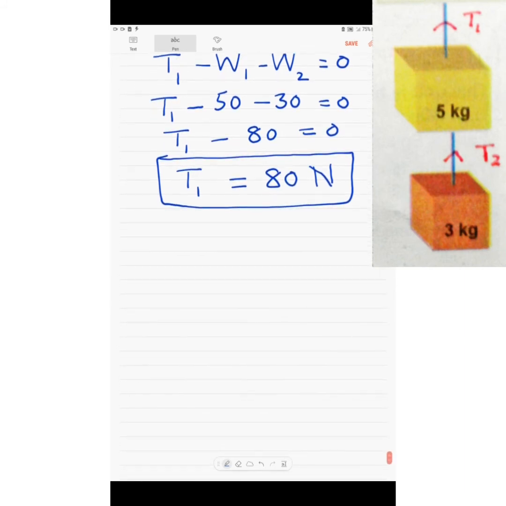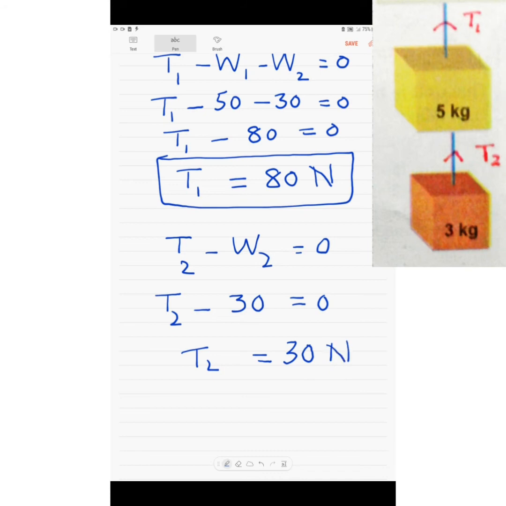Now tension in the second string, write down the formula, T2 minus W2 is equal to 0. Tension in the second string is just holding the second block whose mass is 3 kg or weight is 30 Newton. So put the values, T2 minus 30 is equal to 0, or T2 is equal to 30 Newton. Tension in the second string is calculated.